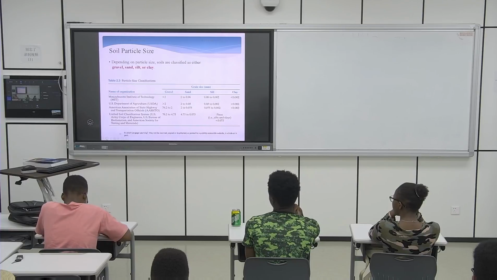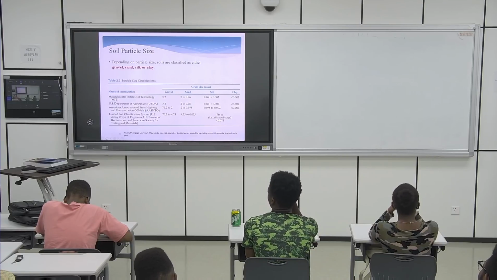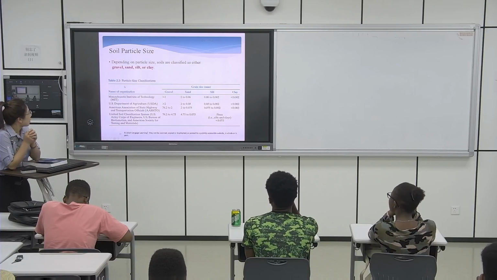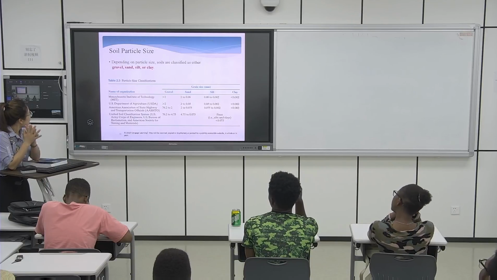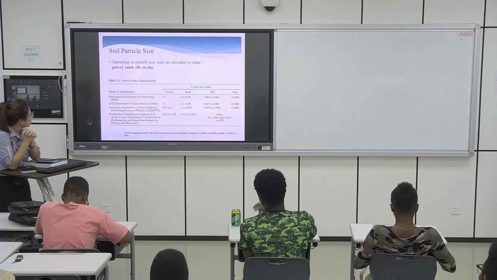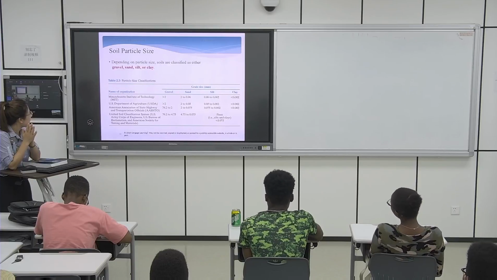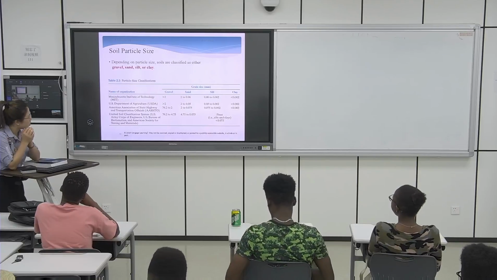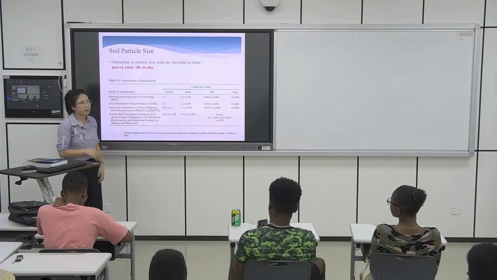First, we should have a rock, and then we need to have some force, weather force, right? And we need to have transportation. Then we have soil. Then let's see the soil particle size. Depending on particle size, soil is classified as either gravel, sand, silt, or clay. We always define the soil into 4 different soils.